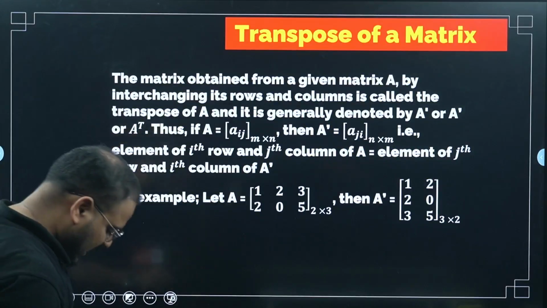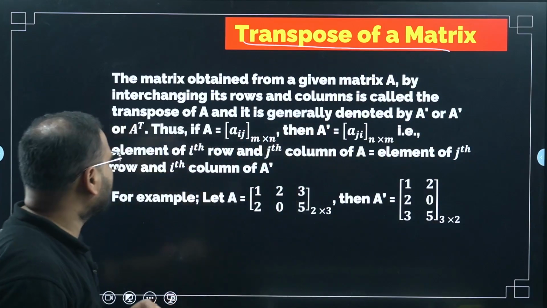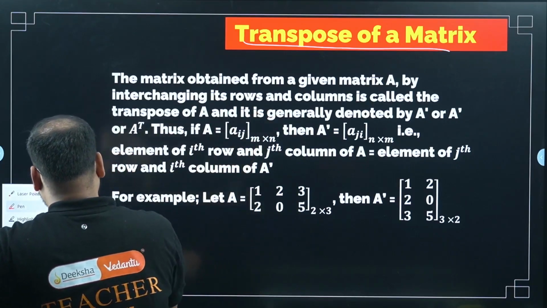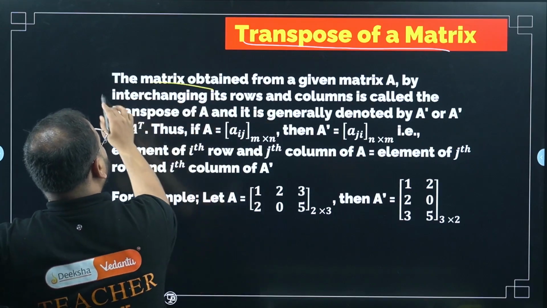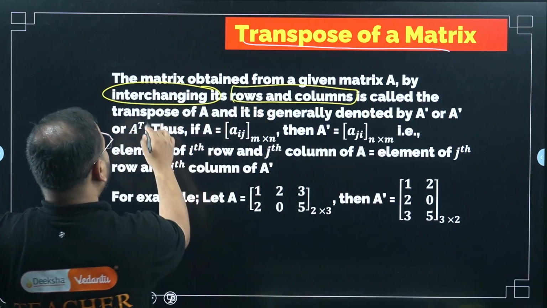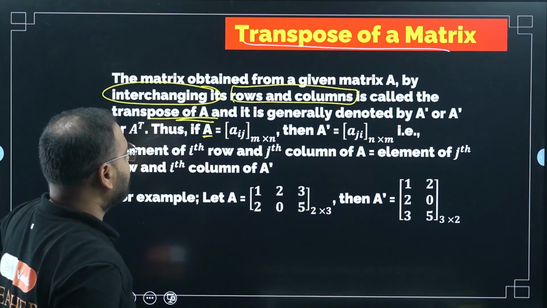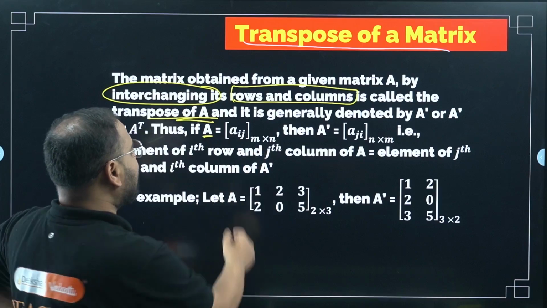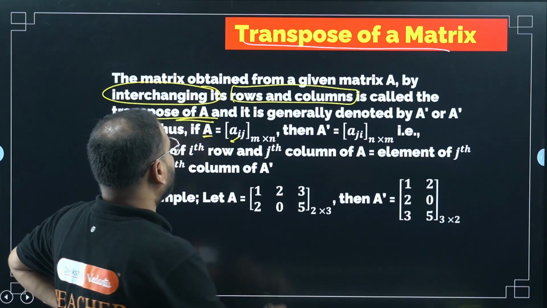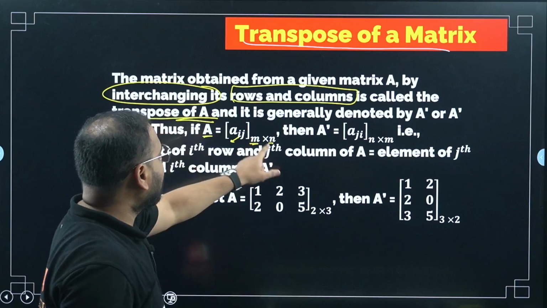Okay, next part, transpose of a matrix. Simple concept, very simple concept. The matrix obtained by interchanging rows and columns is called the transpose of a matrix A. If you see here, A is given by a_ij, m cross n. I represents the position in the row, and j represents the column. M is my order with respect to the number of rows, and n is the number of columns.